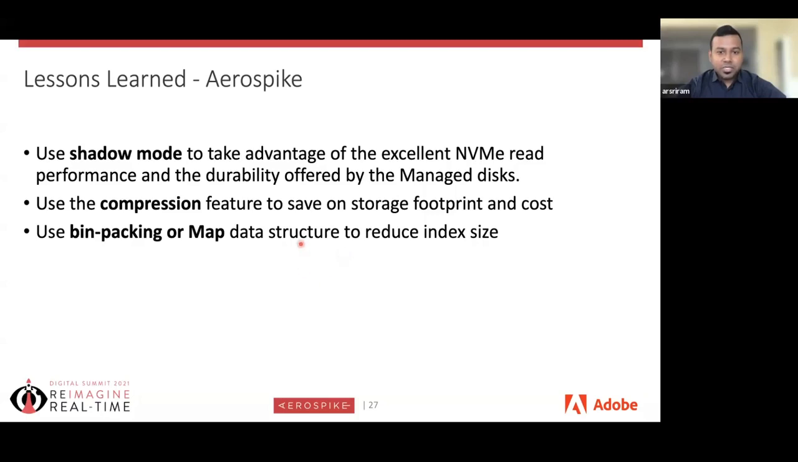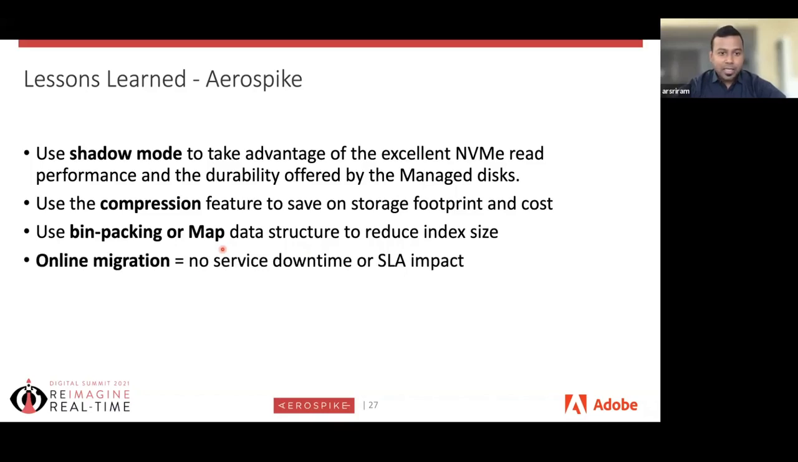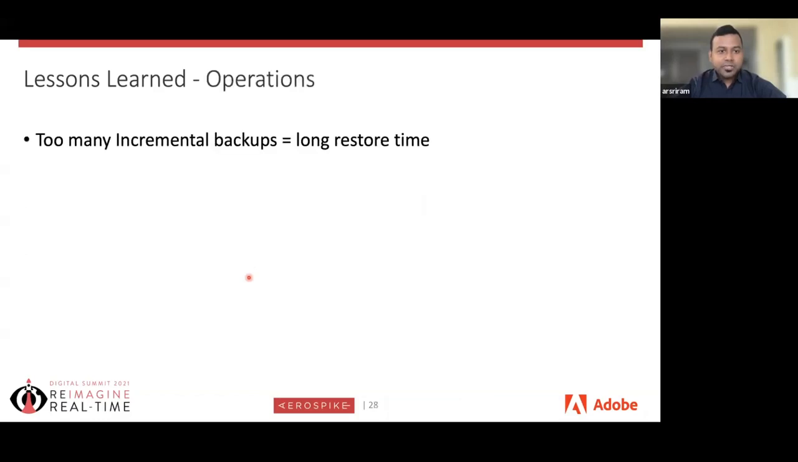We have this situation where we're talking 100 billion plus items, and each item is 200 to 300 bytes. So it's very helpful to do bin packing or use alternative data structures to keep the index size small. And the online migration was a big win for us because there was no service downtime or SLA impact. Things just went very smoothly. On the operations front, we noticed too many incremental backups resulted in a long restore time, and our preference is to not have too many incremental backups.